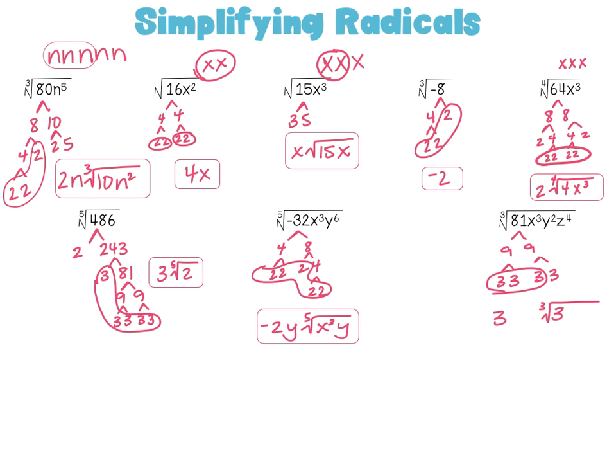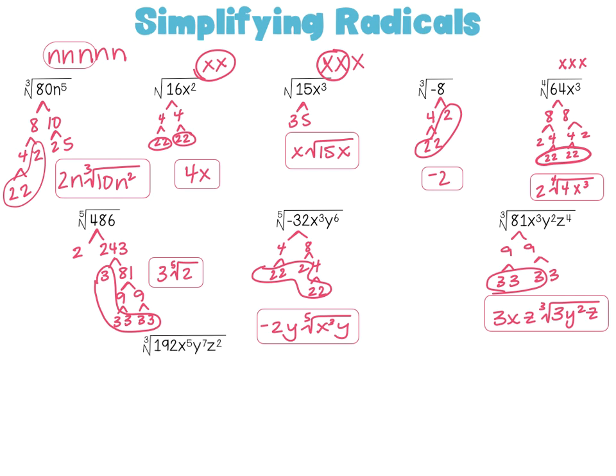I need a group of three with each of my letters. I can make one group of three with the X. I can make one group of three with the Z's. The Y's I could not do anything with. They have to stay underneath, and I had one Z left over, so that had to go underneath.